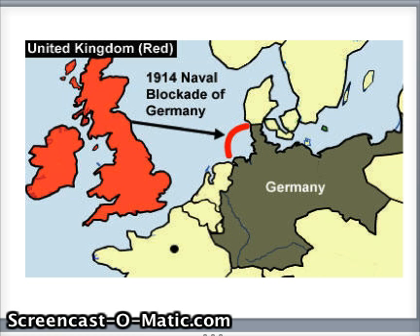This is a map showing the 1914 naval blockade by Great Britain of Germany. British set up a naval blockade to cut off supplies bound for Germany. Germany used submarines to retaliate. They used their U-boats. Britain depended on imported food, so German submarines began to attack merchant ships in an attempt to starve the British.